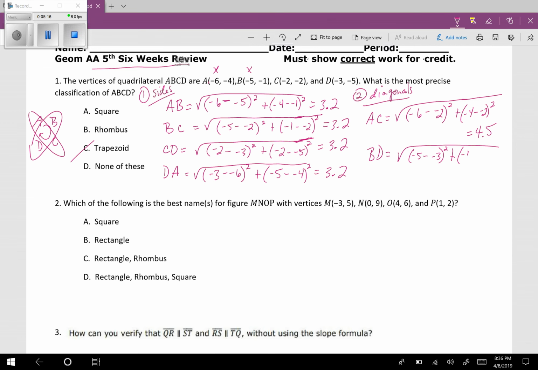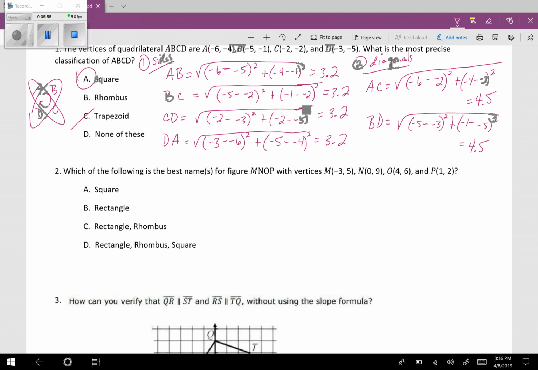And then -1 minus -5, square it. And you work that out, you'll get the square root of 20, which is, again, 4.5. So since all four of our sides are the same, we know we have either a square or rhombus because both of them have same length sides. The determining factor, though, is the diagonals. On a rhombus, your diagonals don't have to be congruent, but on a square, they have to be. And so since both of our diagonals are the same and all four of our sides are the same, we have a square.